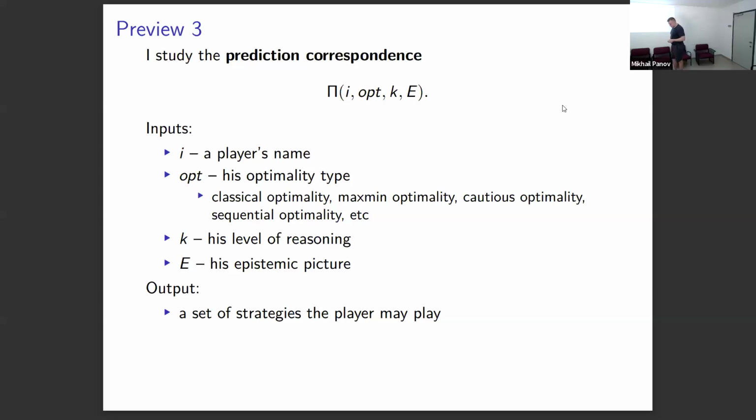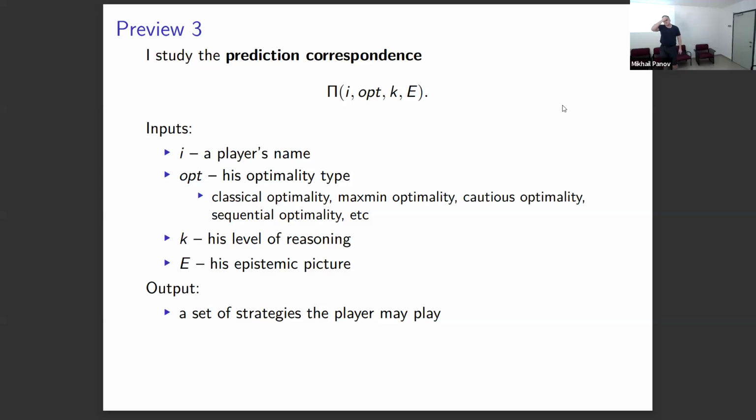So now, here is the main object of study. Here's how I work through the model. It's going to be a prediction correspondence. It takes as input the name of a player, the type of his preferences, say he's LPS, or he uses max-min preferences or some other decision theory type, then his level, and then this set of statements, which I call the epistemic picture. And it spits out the set of possible decisions or strategies the player may choose. That's what we are really trying to do in theory: look at the player and ask, what can he possibly do?